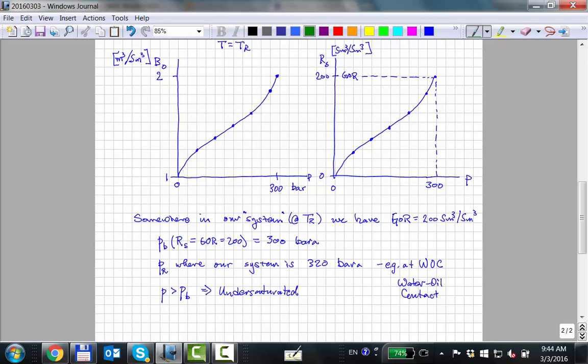I told you that we needed the viscosity, so I'm going to have to come down here and give you the viscosities. So this is the viscosity, which goes up, at the same pressures.